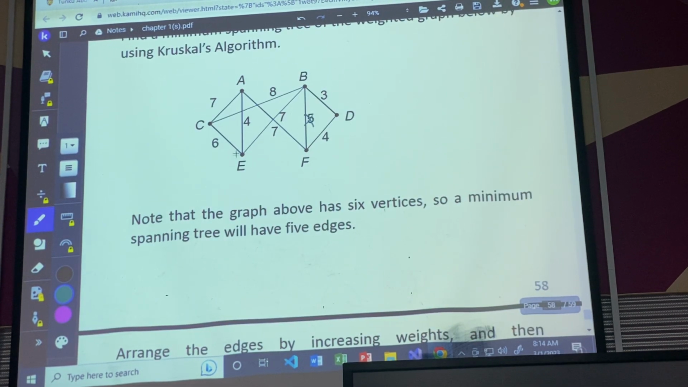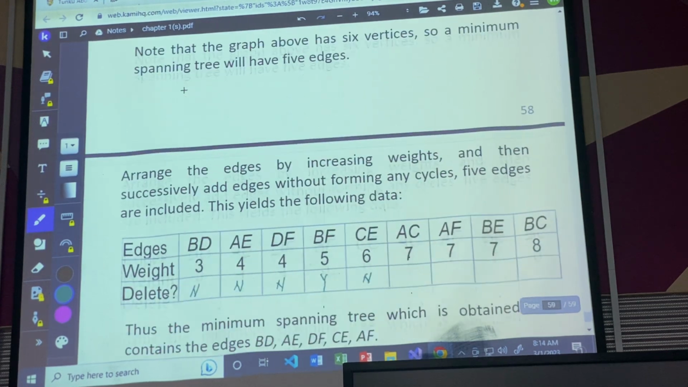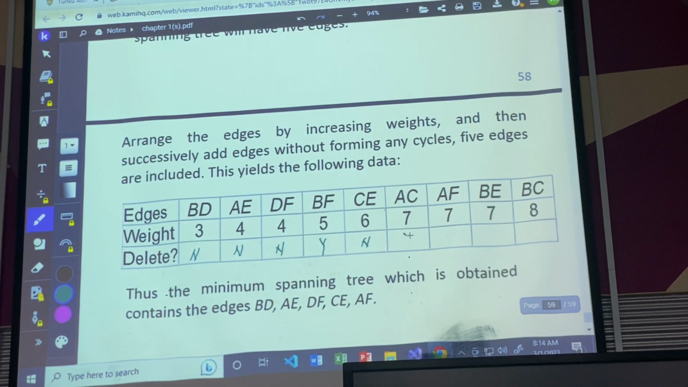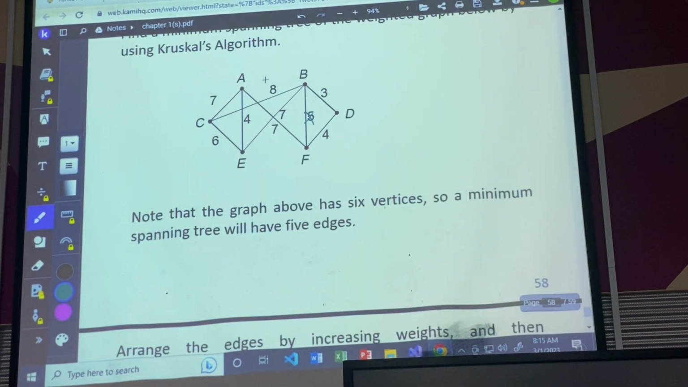If you already include CE and AE, can you include AC? Cannot, right? Okay, because AC will form a cycle also. So this one you need to delete. How about AF? AF.